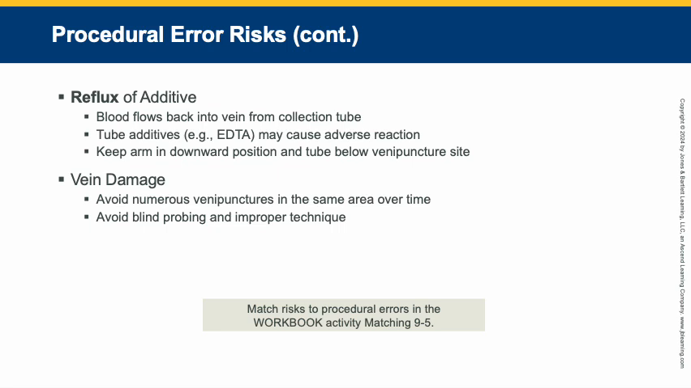If the blood is flowing slowly into the anticoagulant tube and you feel the need to mix the tube to prevent clotting, remove it from the holder, mix it, and quickly replace it in the holder to continue the draw.